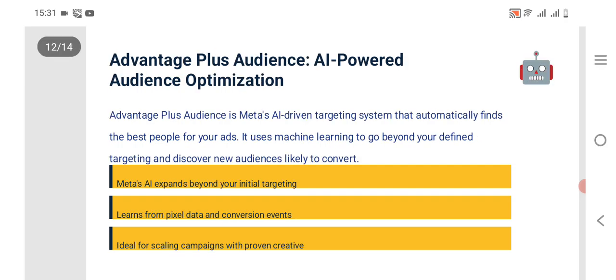Now, Advantage Plus Audience, AI powered audience optimization. Advantage Plus Audience is Meta's AI driven targeting system that automatically finds the best people for your ads. It uses machine learning to go beyond the defined targeting and discover new audiences likely to convert. Habib, I don't use it because that is a way for Facebook to get more of your money. So I don't encourage it and I don't use it at all. It will be burning a whole lot of your money because that's how Facebook gets a lot of money from you.